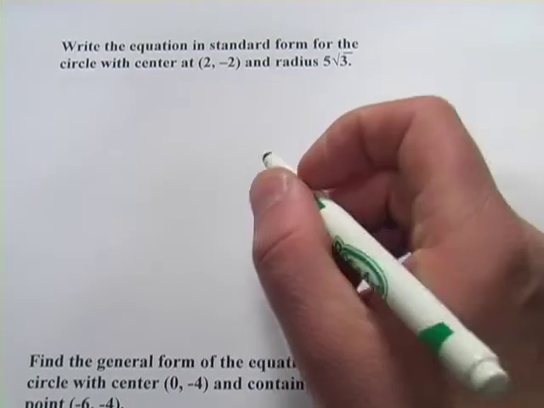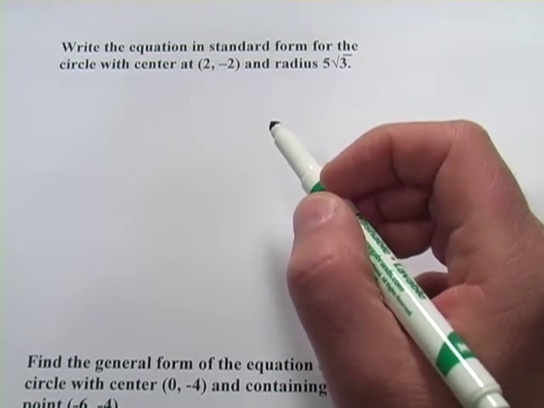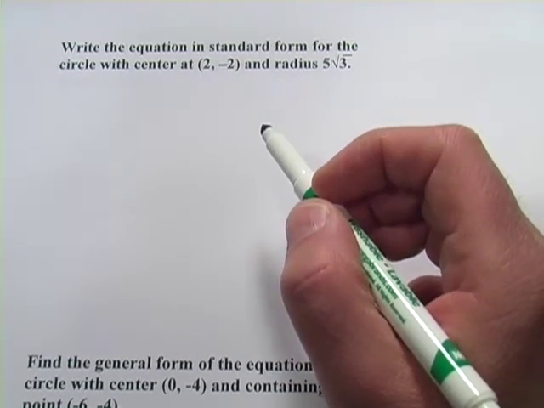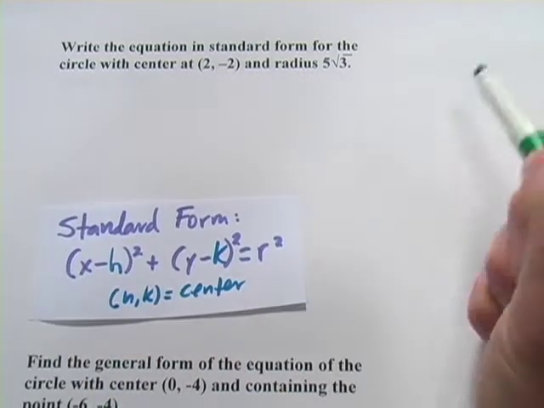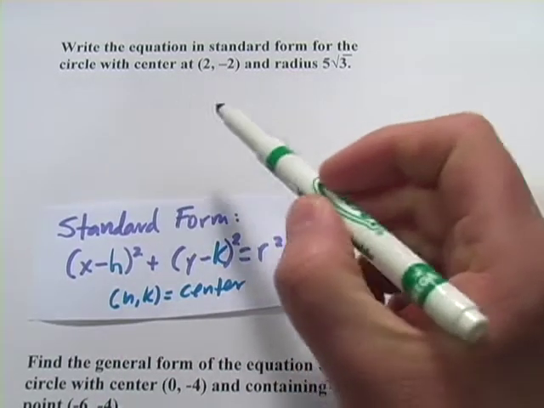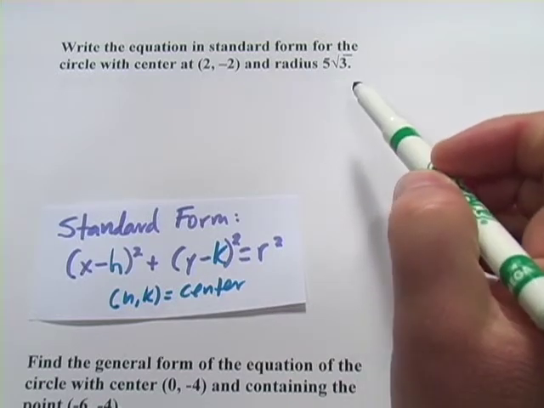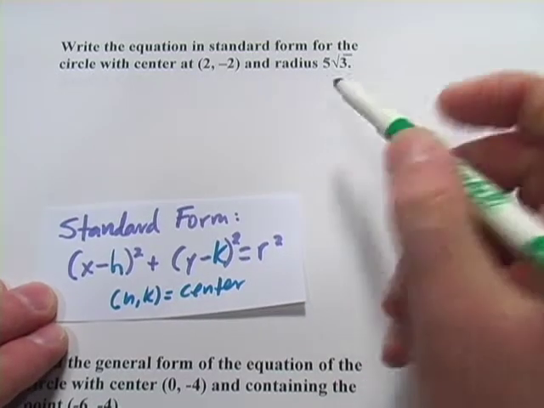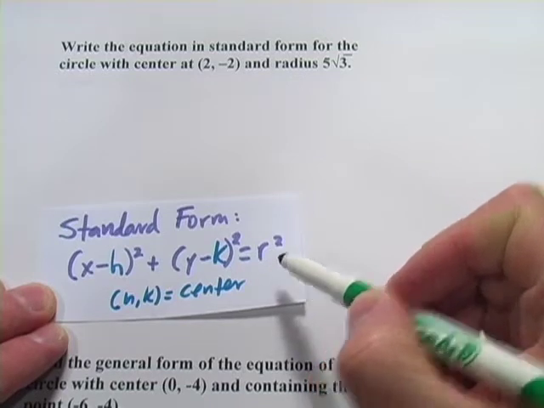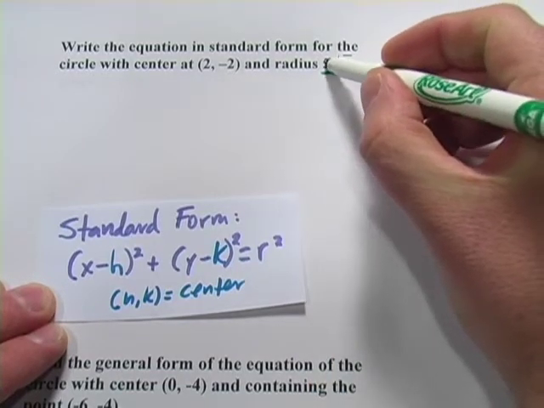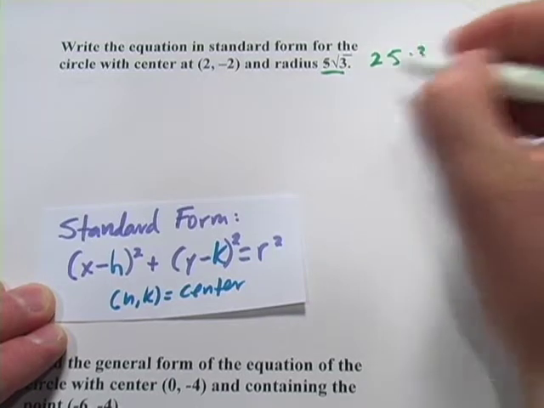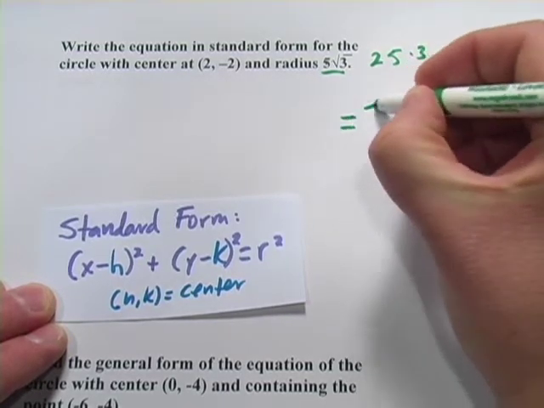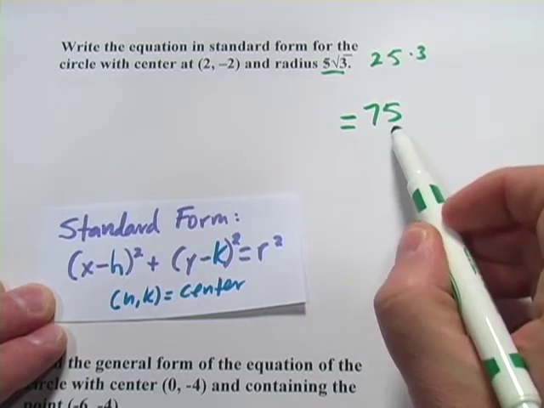All right, let's look at some problems. This first one says, write the equation in standard form. And remember, that's the one with the h and k standing for the center. Standard form for the circle with center 2, negative 2, and radius 5 times the square root of 3. Well, let's work on that radius first, because that's what's on the right side of this equation. We're going to square this radius. So 5 squared is 25, and square root of 3 squared is 3. So 3 times 25 is 75. So that's our radius squared.